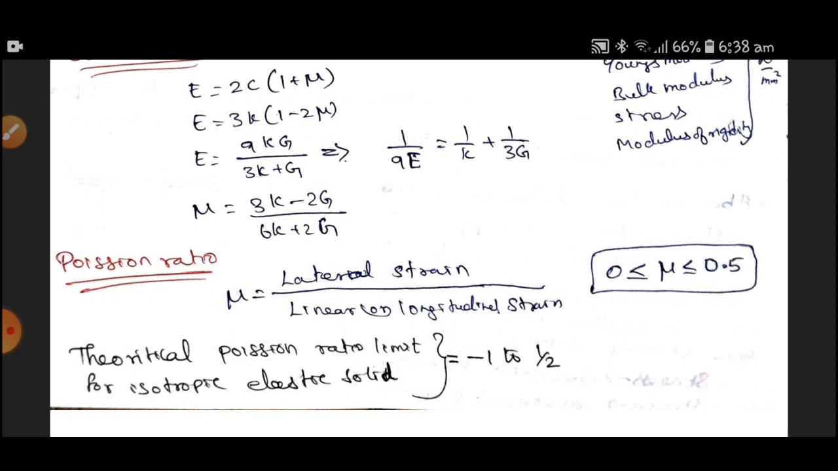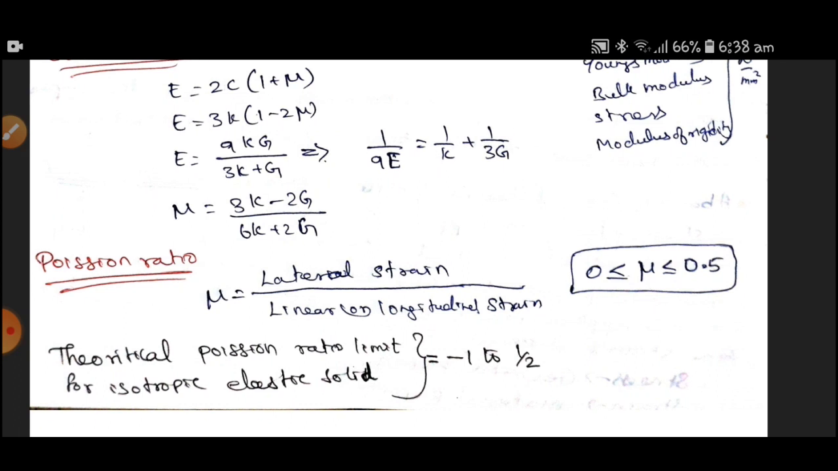The Poisson ratio is 0 to 0.5. The theoretical Poisson ratio limit for an isotropic elastic solid is from -1 to 1 by 2. This you have to know.